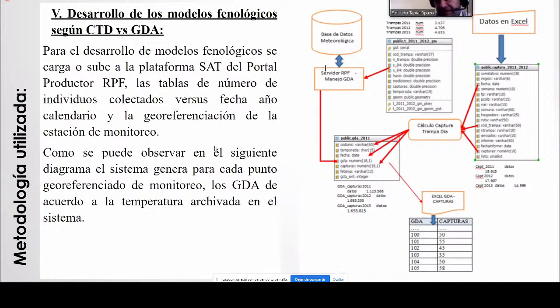So the good thing with the system and with this code is that once you load the georeferenced information, which can be traps or monitoring points, the system then for each of these traps and the time series you require, it calculates the cumulative degree days for that point. And there it uses all the information and temperature data that the system has. And so it gives us a cumulative degree days versus captures.